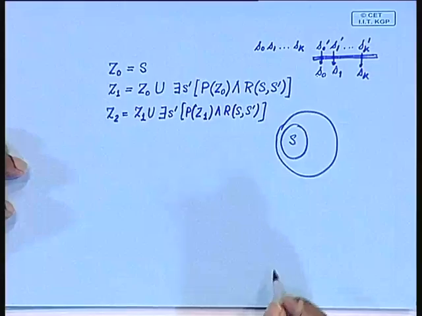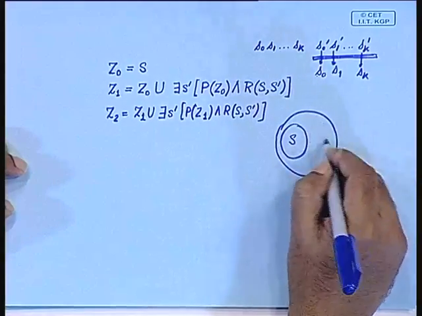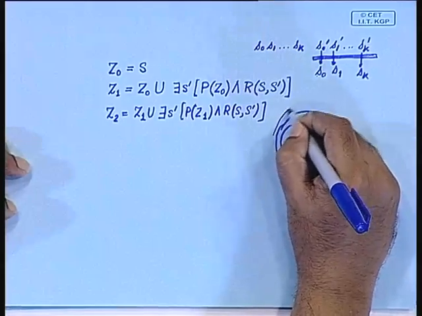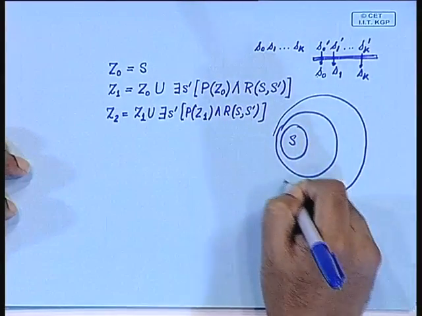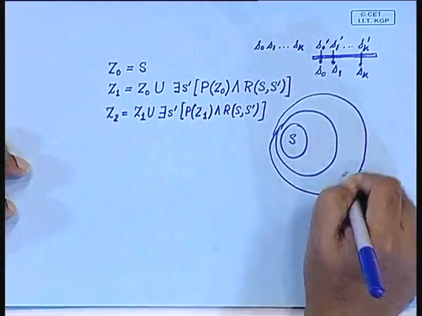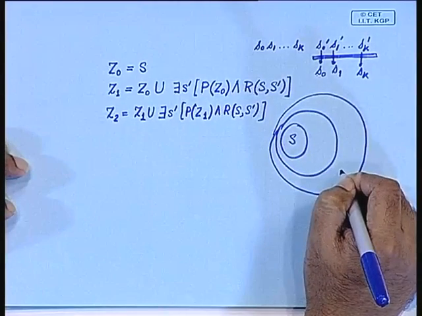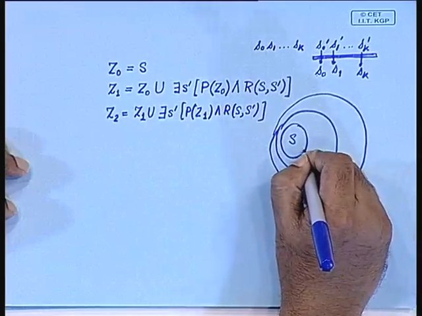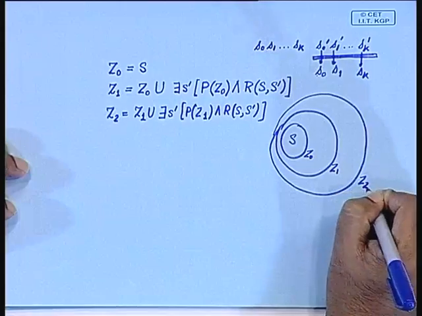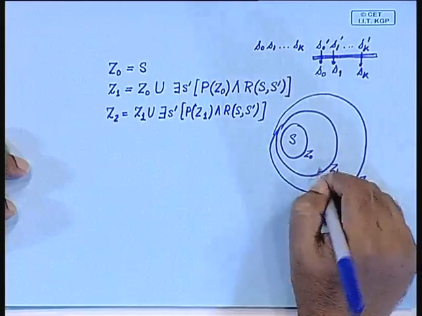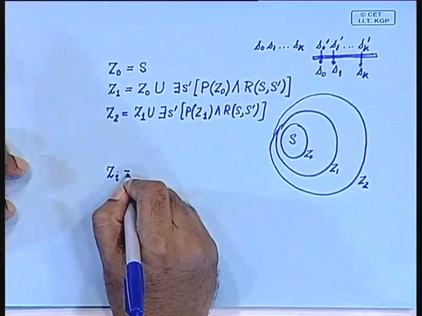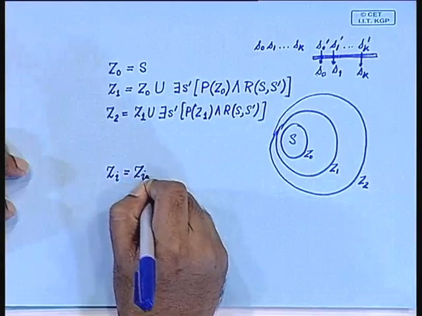So what does that give us? This whole thing was our Z1. Then we compute the next state of Z1 and union with Z1. So, this is our Z2. Okay. This was our Z0, this is Z1, this is Z2, right. In this way we continue until we reach some Zi which is equal to Zi minus 1.